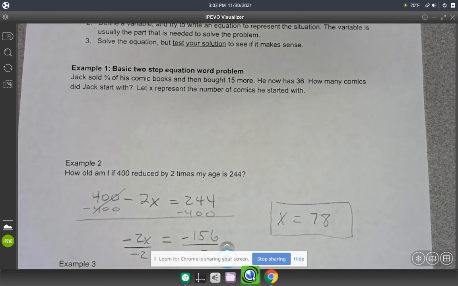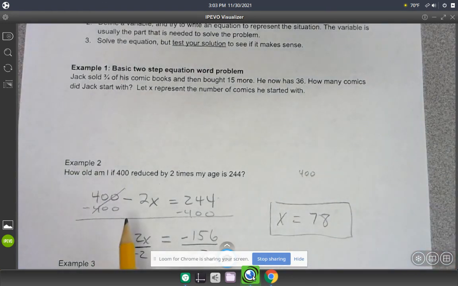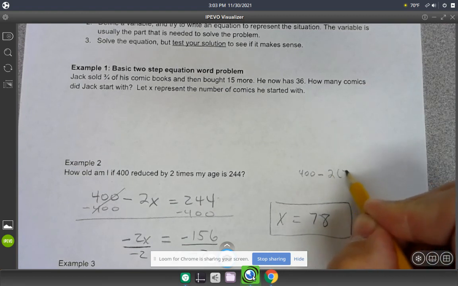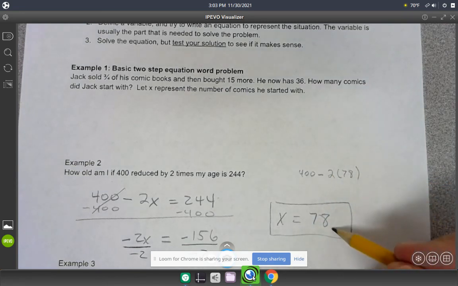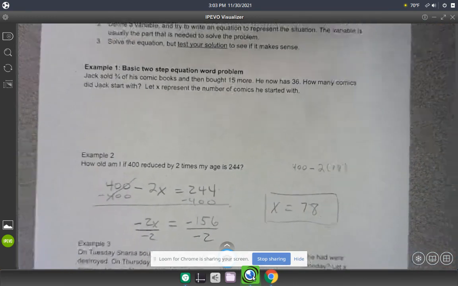Okay. So if you start with 400 and you reduce it, if you subtract twice the age of the person, 2 times 78, you'll see that this equals 244. And that's what we were aiming for the whole time. All right.